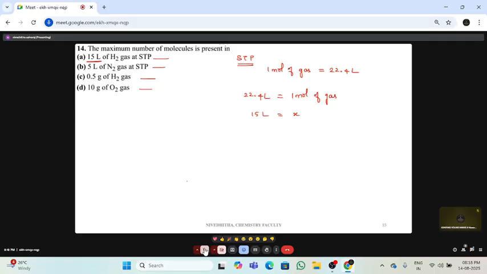Please calculate, children. May not be option C. Ma'am, option A, ma'am. Option A. Very good. So if it is 15 liters of gas, then how many moles of hydrogen were there? What was the number of moles of hydrogen in option A, Bhumika?